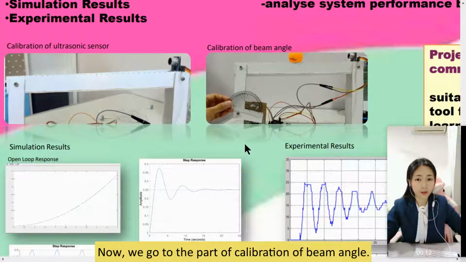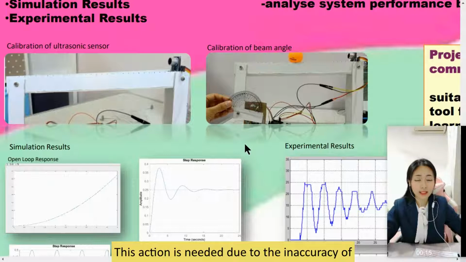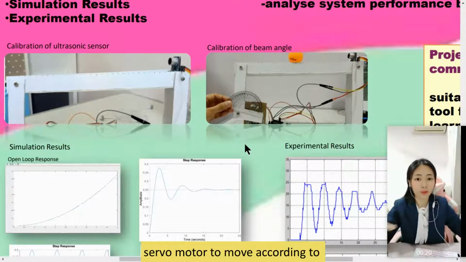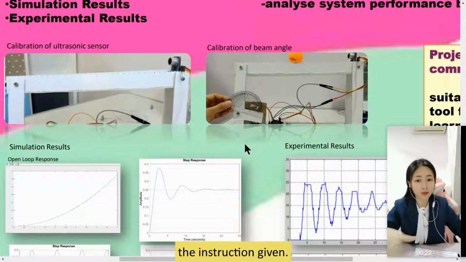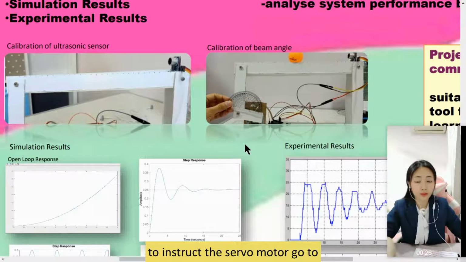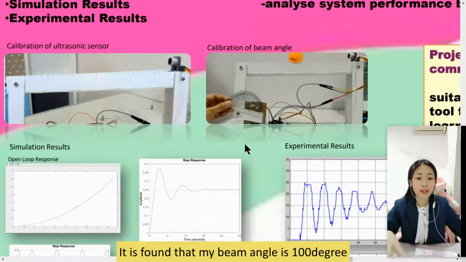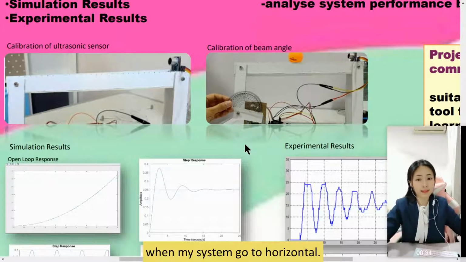Now we go to the part of the calibration of beam angle. This session is needed due to the inaccuracy of the servomotor to move according to the instruction given. There was a setting done by coding a program code to instruct the servomotor to go to a particular position. It's found that my beam angle is 100 degrees when my system goes to horizontal.